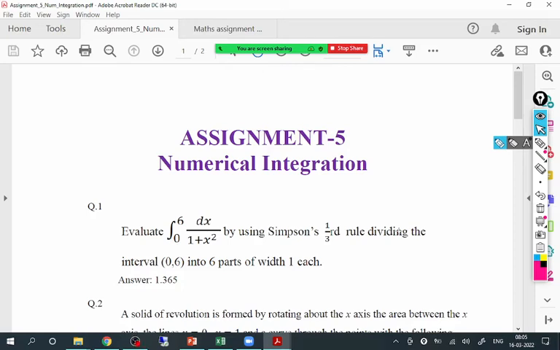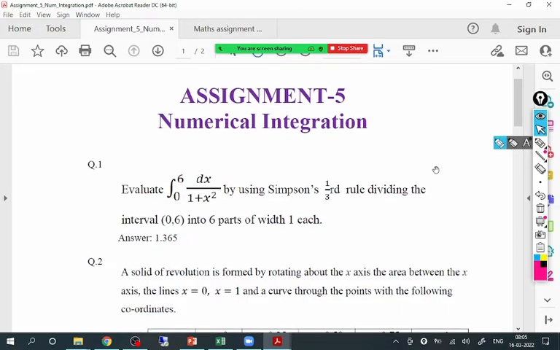So assignment 5 is on numerical integration. Remember, this is one of the important topics for your final exam also, because definitely one 5-mark question will come on numerical integration, at least 5 marks. There are 3 methods that you learned in numerical integration. We started with the trapezoidal rule, then Simpson's 1/3 rule and Simpson's 3/8 rule. All these 3 methods give us the approximate value of the integration.